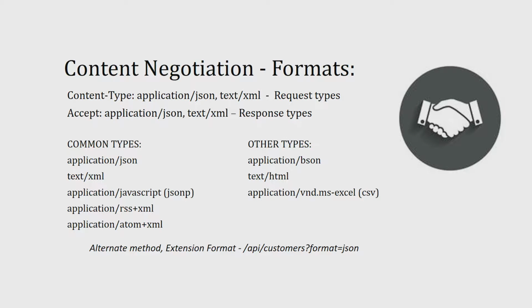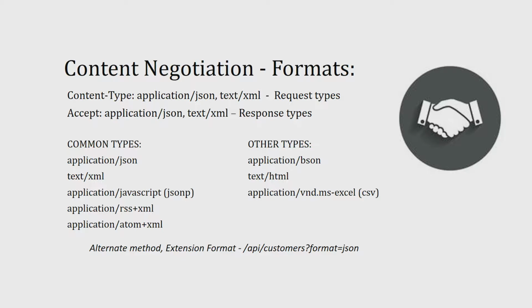Okay, content negotiation formats. There are two headers that we use when we're talking to our web API endpoints. Content type tells the web API endpoint that we're calling what type of data we're sending to it. So if we're doing a post or a put, and we specify a content type of application JSON and we send it XML, the web server will probably respond back with invalid JSON, right? So we tell it what we're sending.